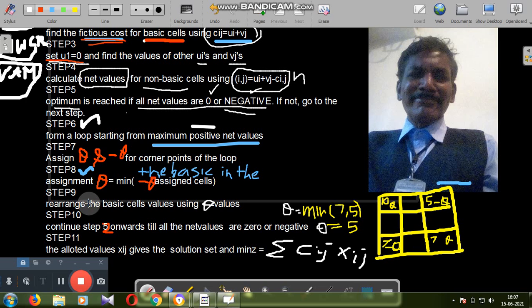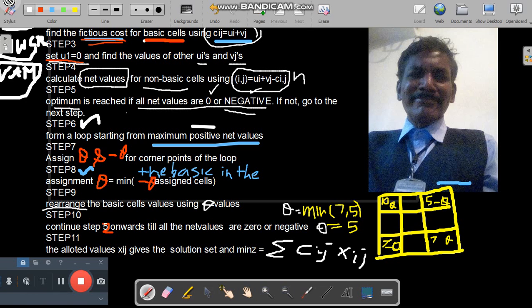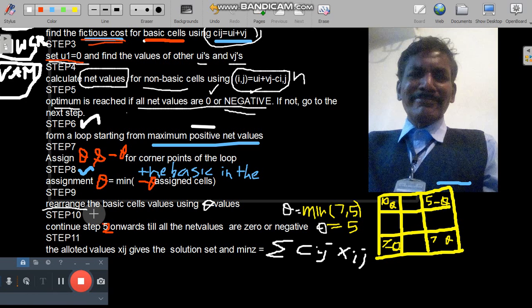Okay, so this is step number 9. Step number 9 is to rearrange the basic cells. This is rearranging of the basic cells using theta values. Theta values we can obtain from step number 8. From step number 8 we can get the theta value. So theta value is the minimum among the basic values in the minus theta assigned places, not the plus theta assigned places, only the minus theta assigned places.